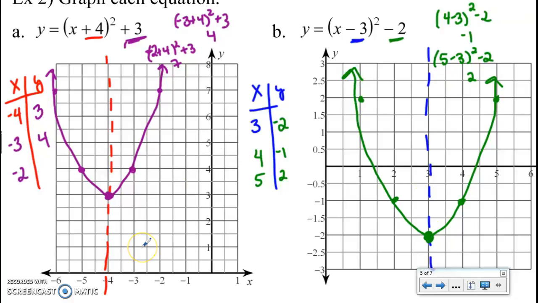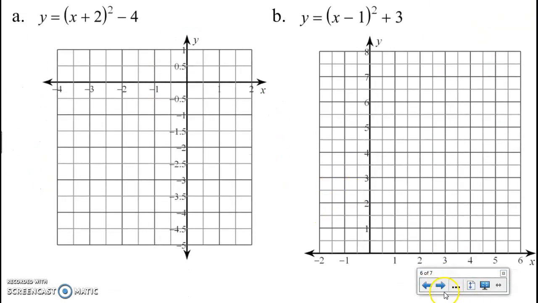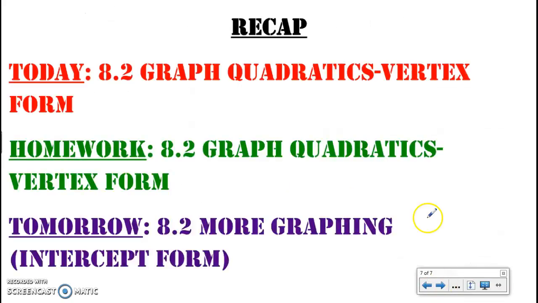Okay, notice all the equations we've done so far have been positive up front, like there's not a negative sign in front here. So that's why all of them have opened up. Okay, go ahead and try these guided practice problems. When you finish, let us know, and we will check them to help you out if you need it, and give you your homework. If you have any other questions, please don't hesitate to raise your hand and ask them.